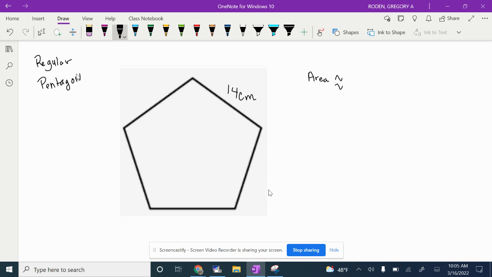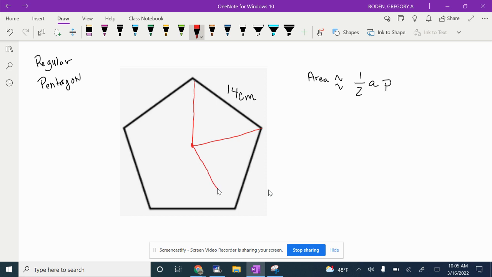Okay, so how would we do this? Well, we're going to use the same concept here, class. We're still going to use our 1/2 AP. So let's take a look at this really quick. I'm going to put my center point, and then I'm going to put all my radii in here.